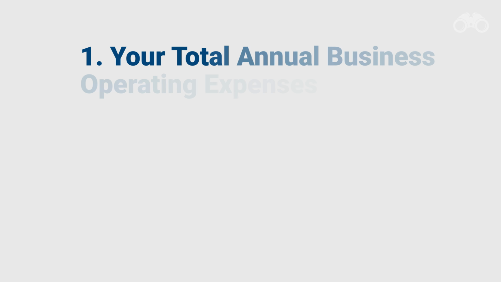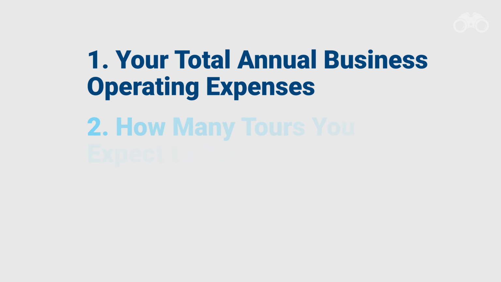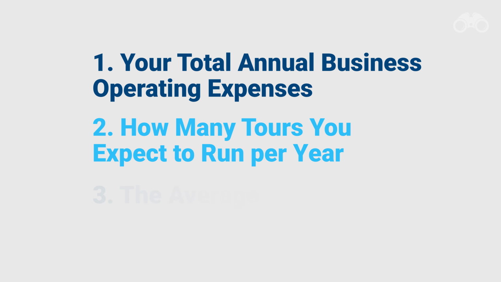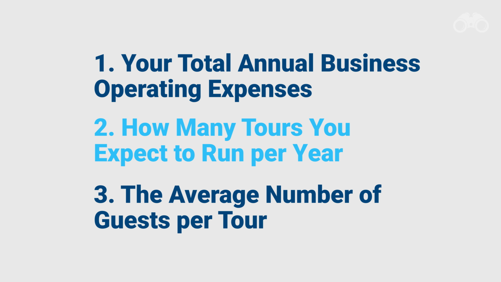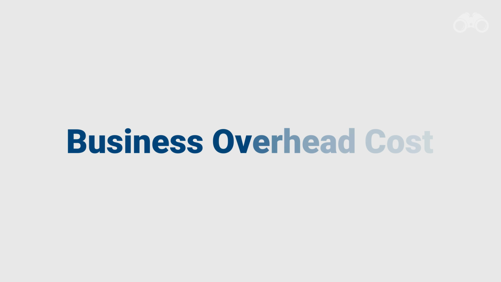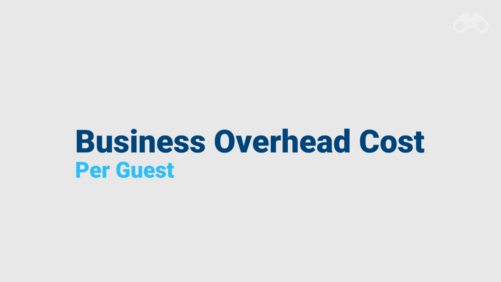One simple way of allocating these business expenses to individual tours is to estimate the following. 1, your total annual business operating expenses. 2, how many tours you expect to run per year. And 3, the average number of guests per tour. This can then give you a business overhead cost per guest that can be built into your pricing. Now, there's a few different ways that you can handle these overhead expenses, which we'll come back to.